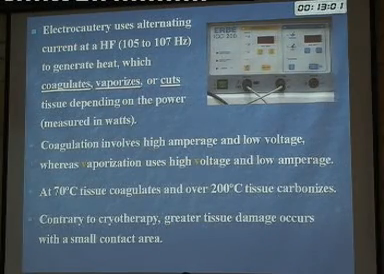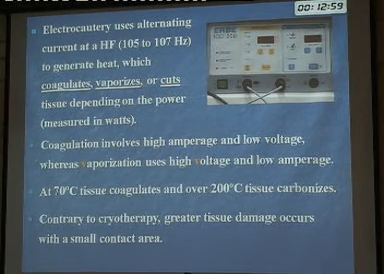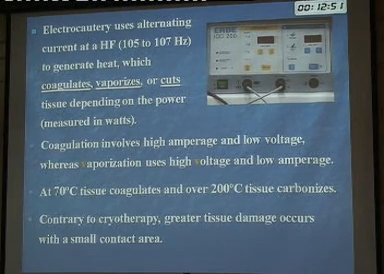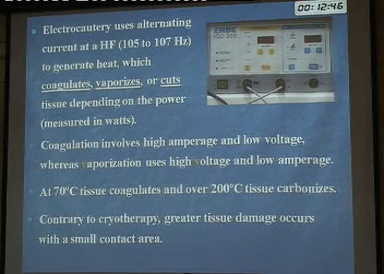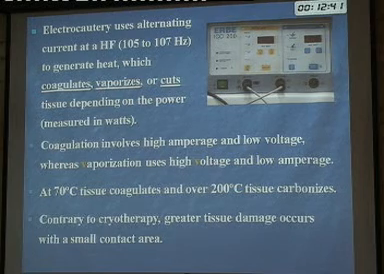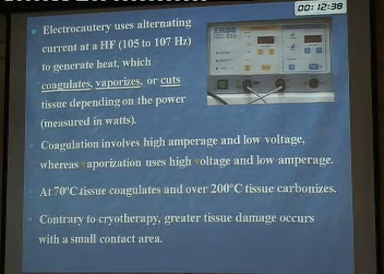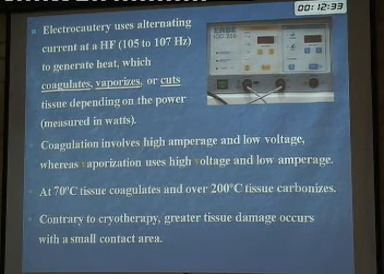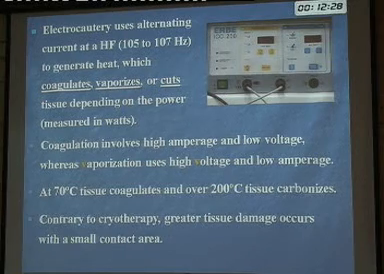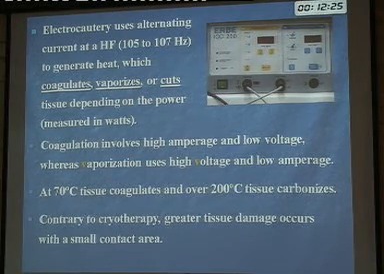Electrocautery uses alternating current of high frequency to generate heat, which coagulates, vaporizes, and or cuts tissue, depending on the power, measured in watts. Coagulation involves high amperage and low voltage, whereas vaporization uses high voltage and low amperage. So always remember the V of vaporizing and the voltage, the high voltage. At 70 degrees, tissue coagulates, and over 200 degrees centigrade, tissue carbonizes. Contrary to cryotherapy, greater tissue damage occurs with only a small contact area.